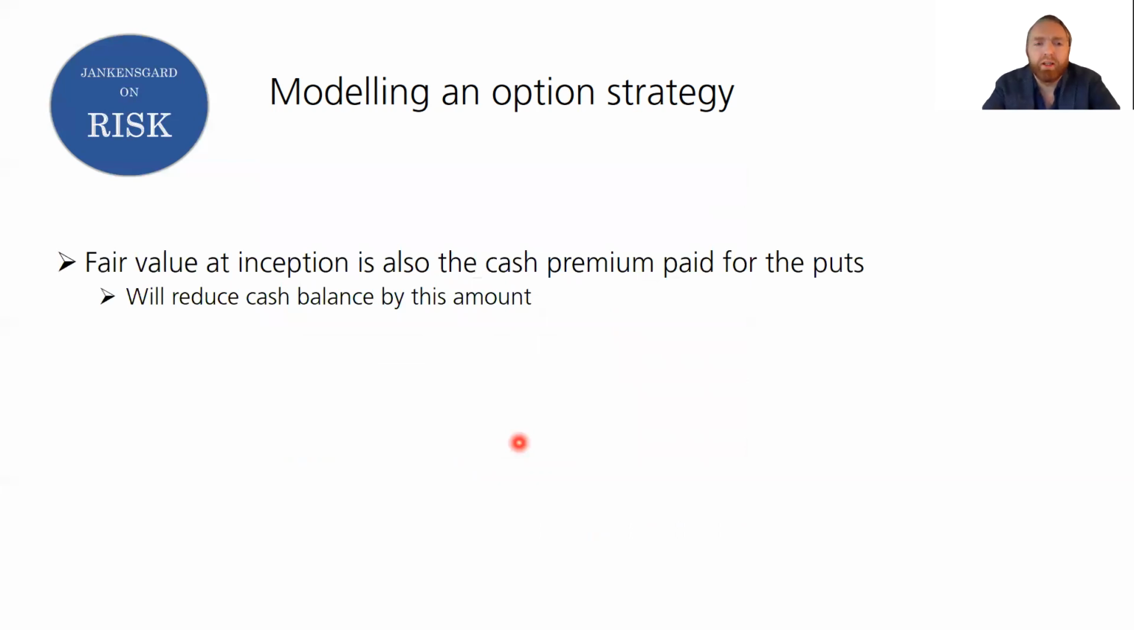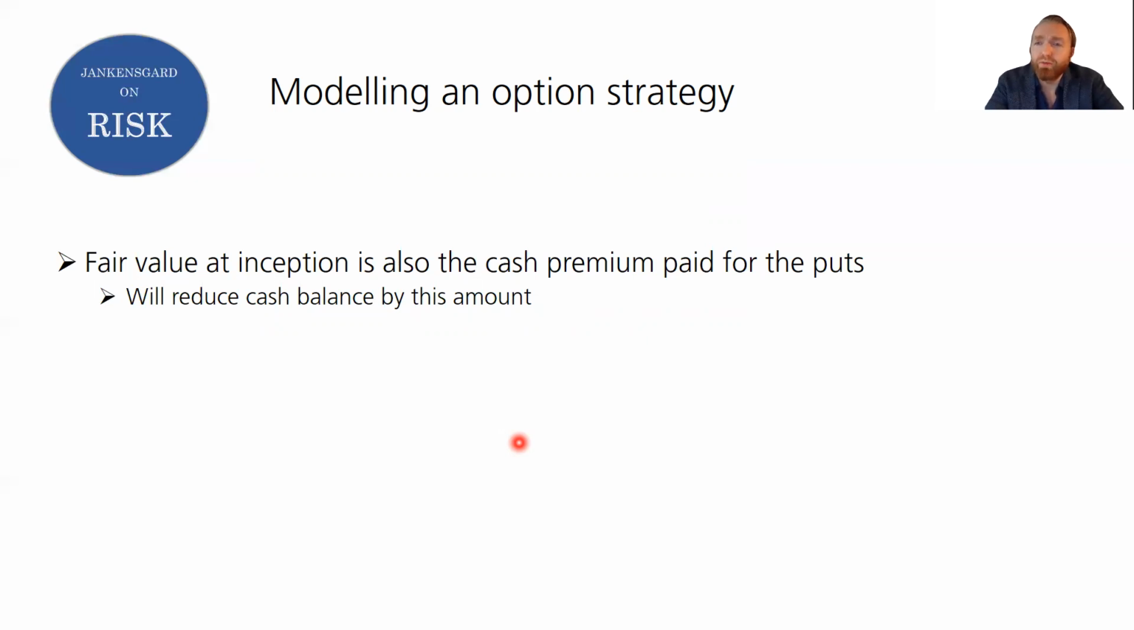And it's interesting then to note that the fair value at inception is also the cash premium you're going to pay. I mean, that's today, given the market values that you do see for all of these inputs today, right? So that would be what you end up paying if you want to go ahead and execute the put option strategy. So it will take cash. You will reduce whatever cash balance we have, and that's how it works, right?